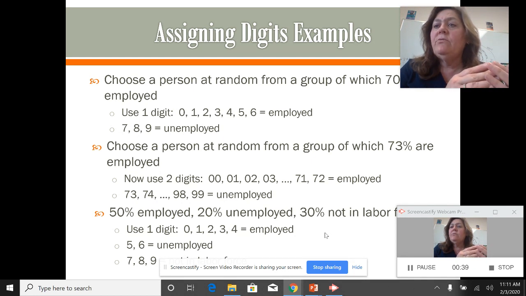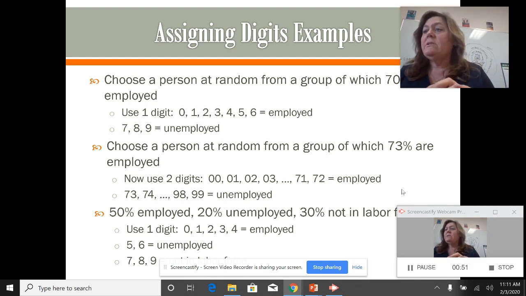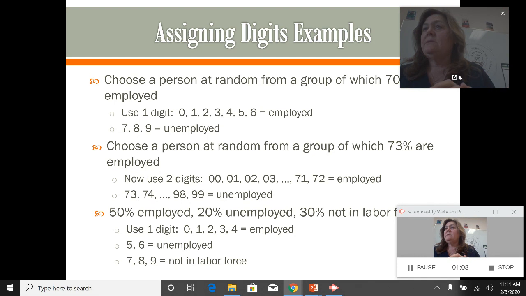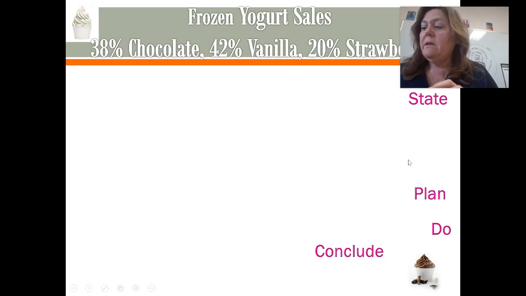So here you have 0 through 4 to be employed. That's 50% of your digits when you have 10. Then 5 and 6 would go to the unemployed. 7 through 9 would be not in the labor force. So what this does is it allows you to go to the table, and as you go down the numbers, you can see how many were showing up employed, unemployed in your simulation. Okay. Let's see if I can get this to go to the next page.